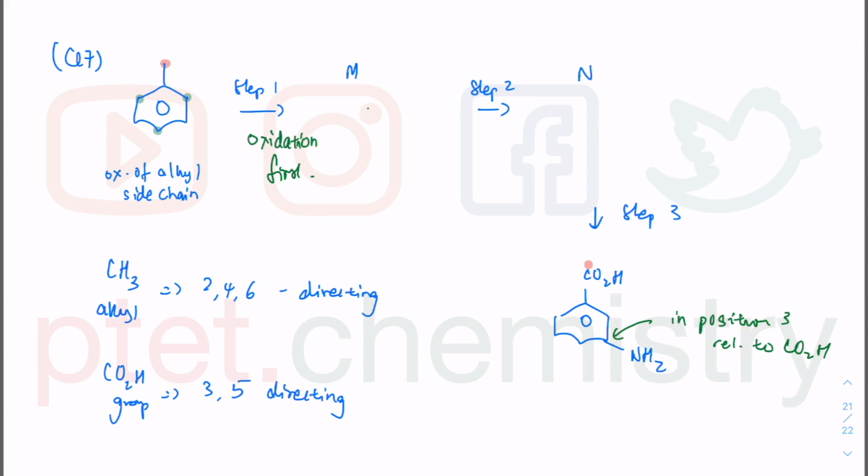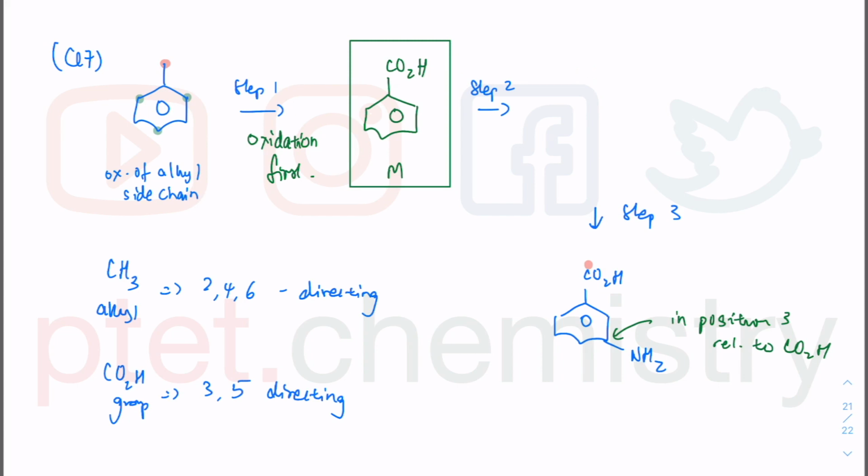So that means M is going to be CO2H, just like that. I think there's going to be M there. Okay, let me just put it in a box. I don't know why I keep on saying bracket throughout this tutorial.